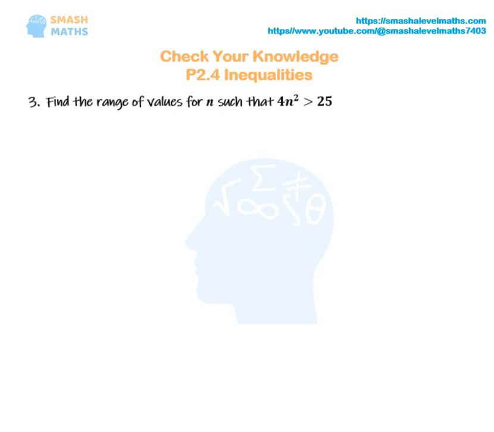Right, so this question says find the range of values for n such that 4n squared is greater than 25. And when you're dealing with inequalities, as soon as you get a squared, it opens up an extra issue. So let's have a look at what's going to go on. So we've got 4n squared greater than 25. We'll just proceed as normal.